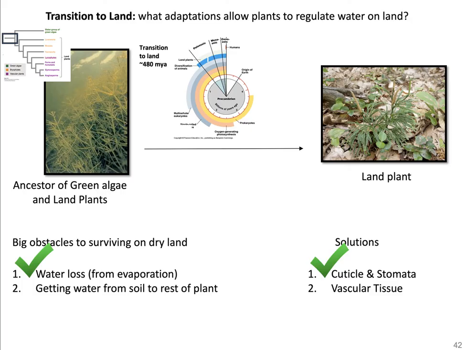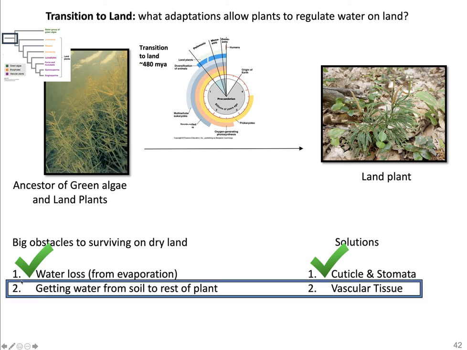We had talked about in the previous lecture this transition to land and the idea that land plants evolved about 480 million years ago, and they made this transition from an aquatic environment where they first evolved to a terrestrial environment on land. And along with that came a lot of big obstacles to surviving on dry land. Number one is water loss from evaporation. And we talked about how the cuticle and stomata that evolved in land plants help deal with this particular obstacle.